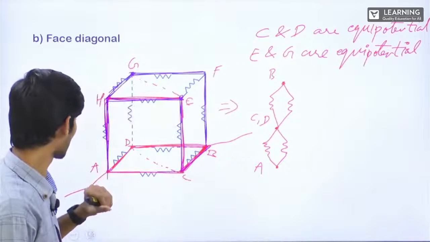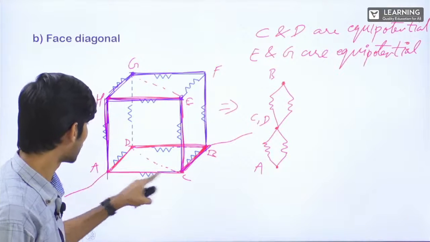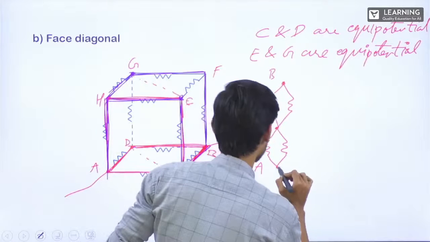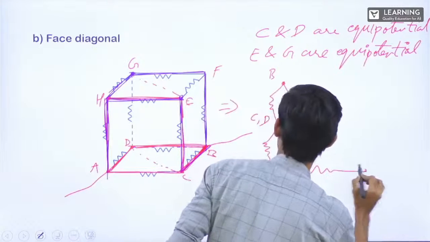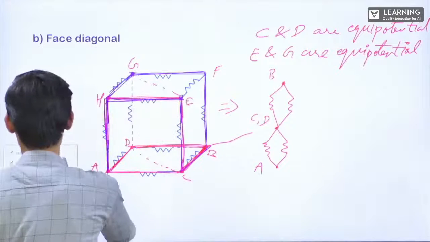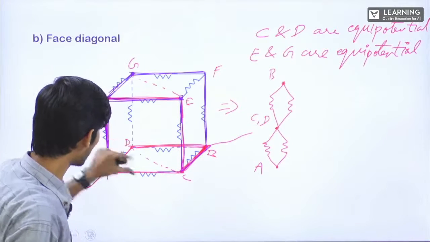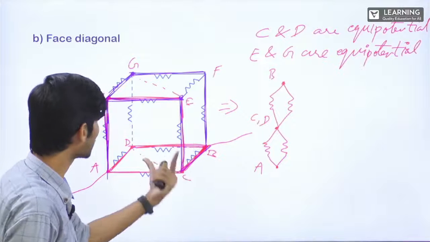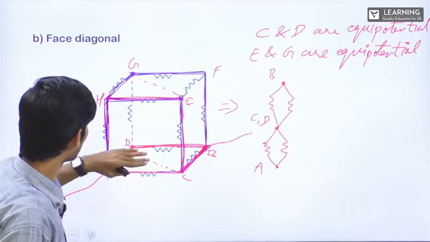All right. Now from A to C, there is a single resistance like this. No, AC I have already made. One second. This will be parallel, this will be parallel. Here this will be parallel, this will be parallel. Okay.